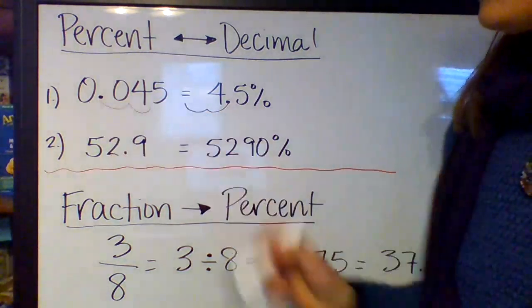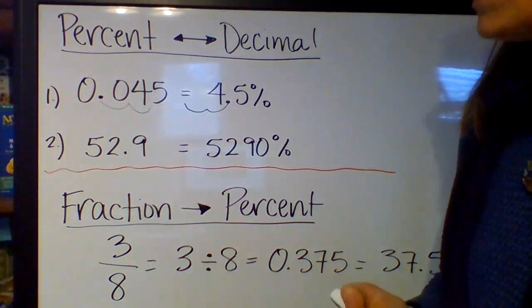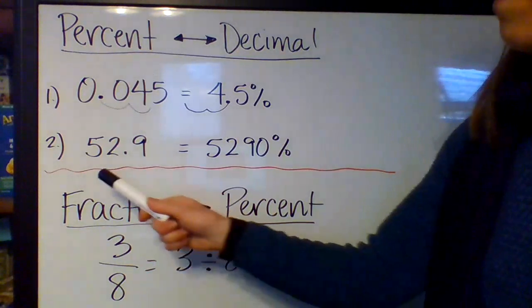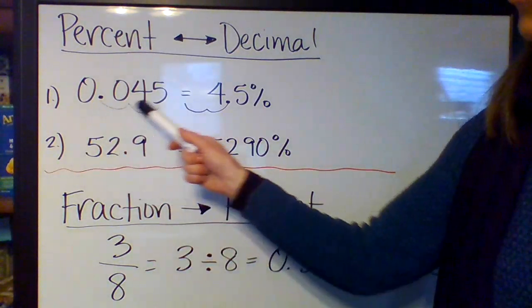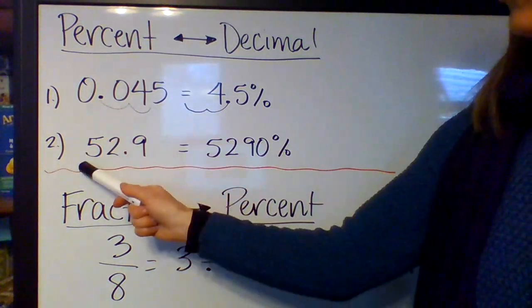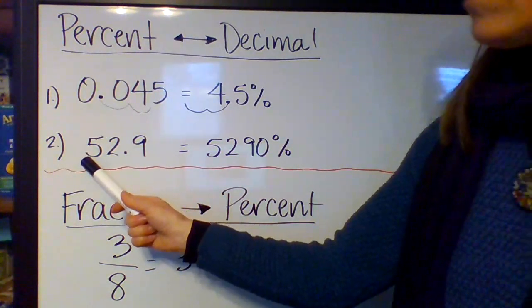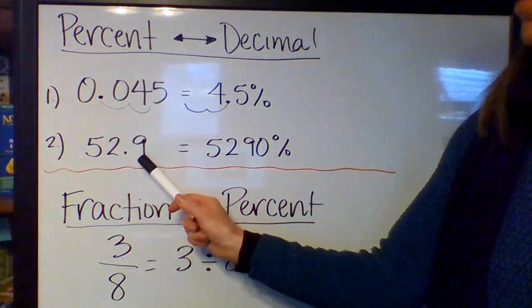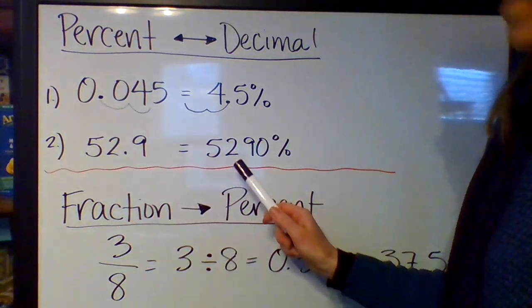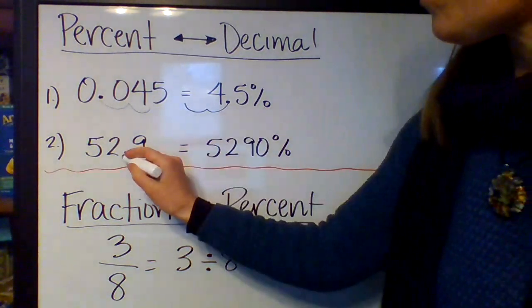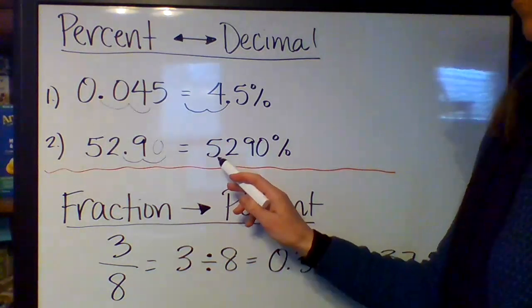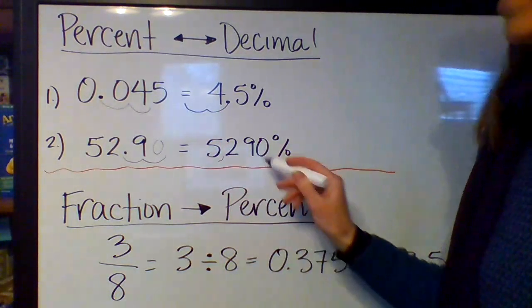So for example, 0.045 equals 4.5%. We can have numbers that are much smaller than 0 or numbers that are larger than 9 or 10. And so here I've got 52.9, which as a percent, if I move that decimal place 2 places to the right and put a 0 there, is actually 5,290%.